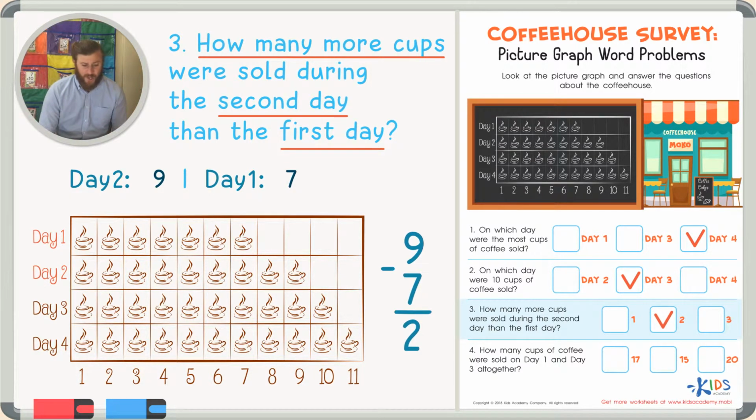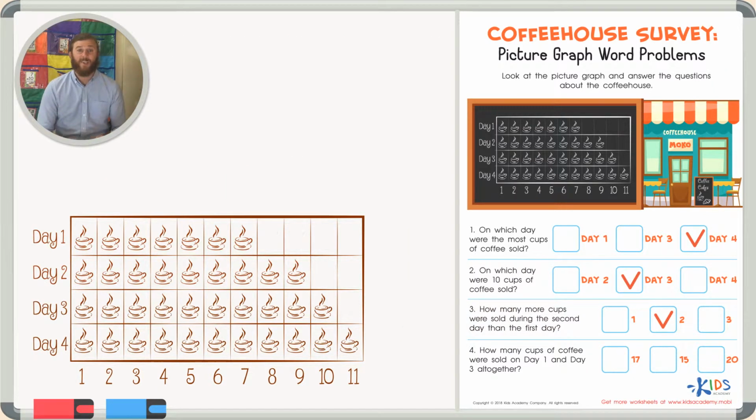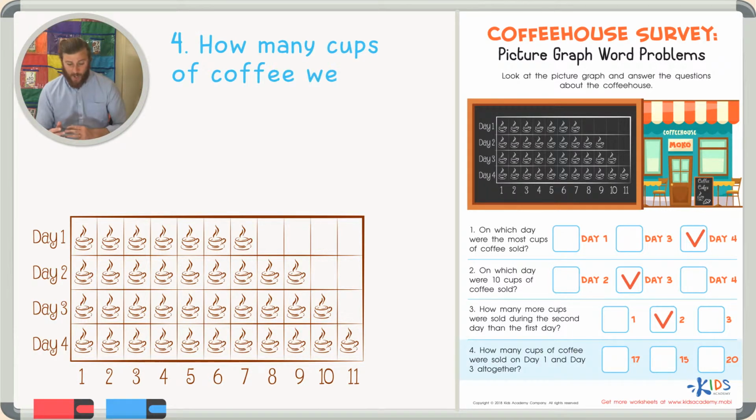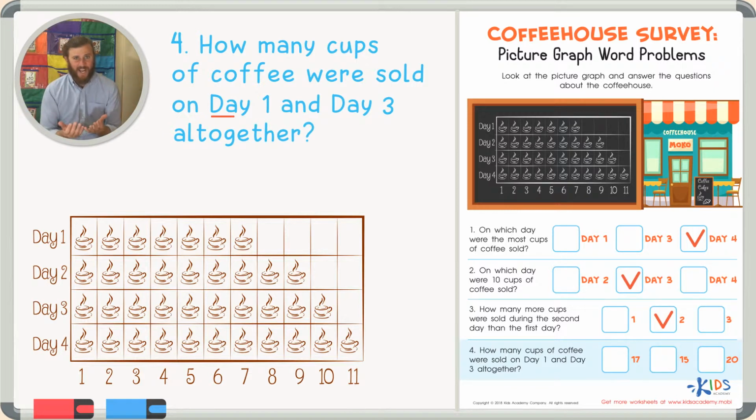We could have also used visuals. If we look at day 2, it goes up to 9, and day 1 only goes up to 7. We can see that there is a difference of 2 cups of coffee, or there are 2 blank spaces. So you can use visuals, or you can use subtraction. Let's take a look at our final question. How many cups of coffee were sold on day 1 and day 3 all together?